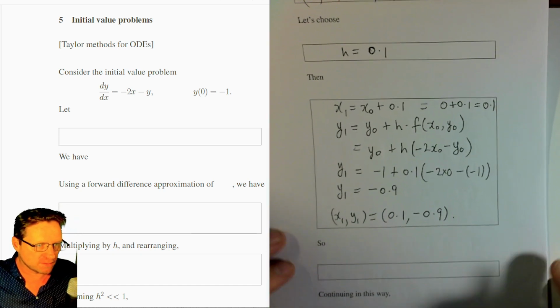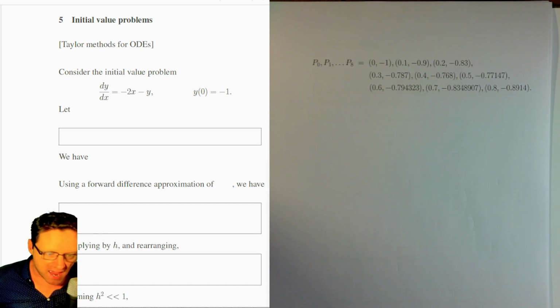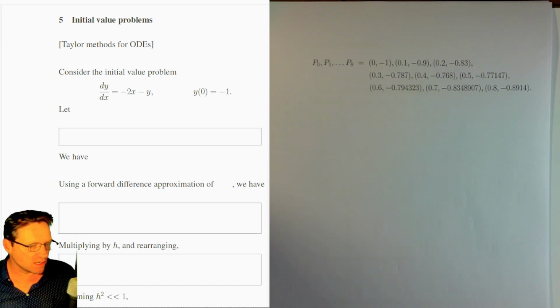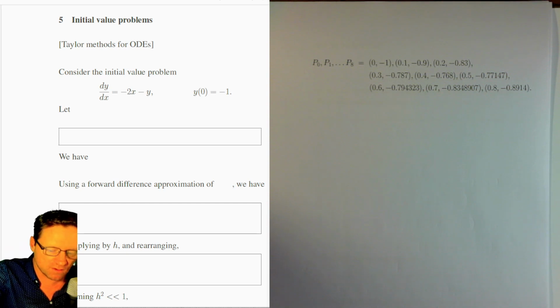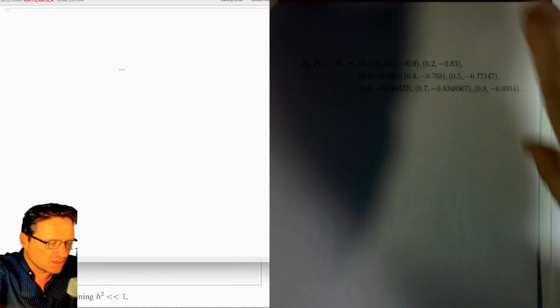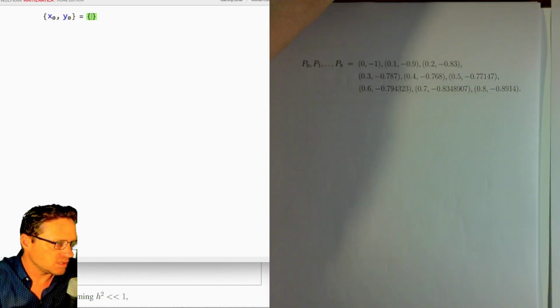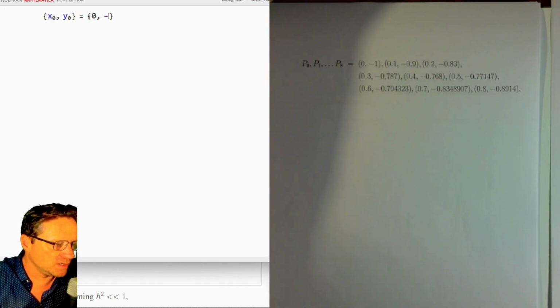Continuing in this way, we've got a sequence of points. What we want to do now is match these points to the analytic solution. But what I'm going to do here is open up Mathematica and run this so you can see how I can easily generate these points. So our sequence started with, and now I'm going to use the subscripts, we began with 0 and -1.